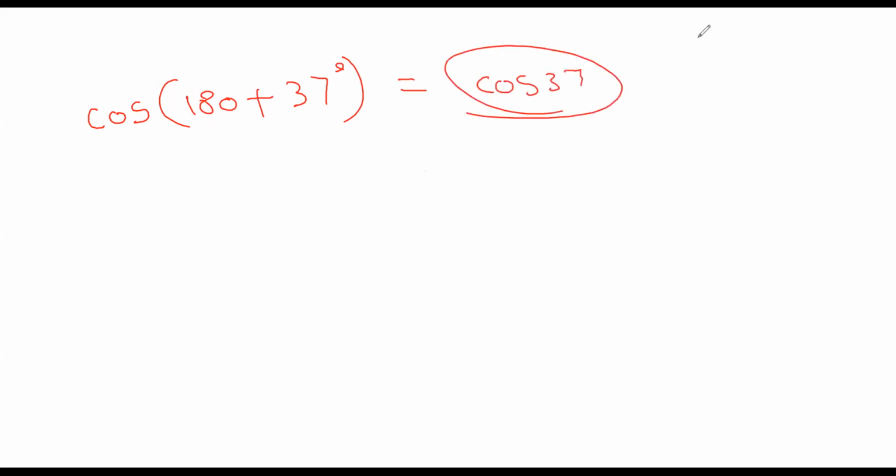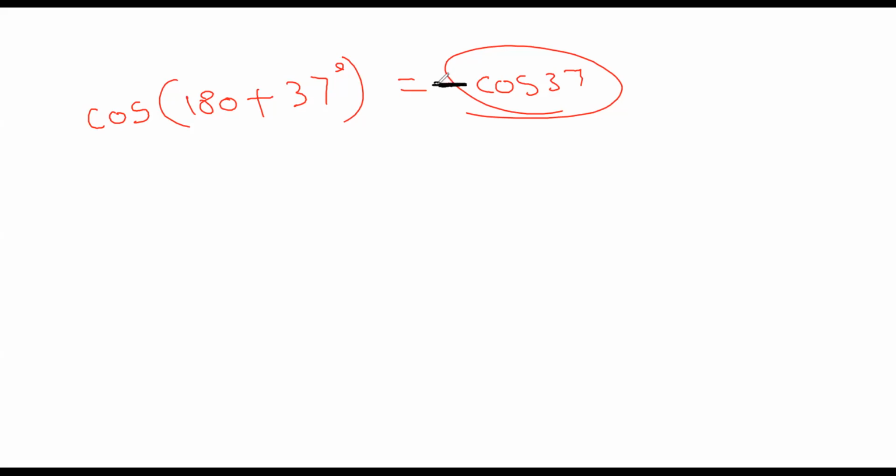What is cos of 180 plus 27 plus 37? So that'll be negative cos 37. Always first see the quadrant, because we need to know what the sign is. In the third quadrant, cos is negative, that's why minus.